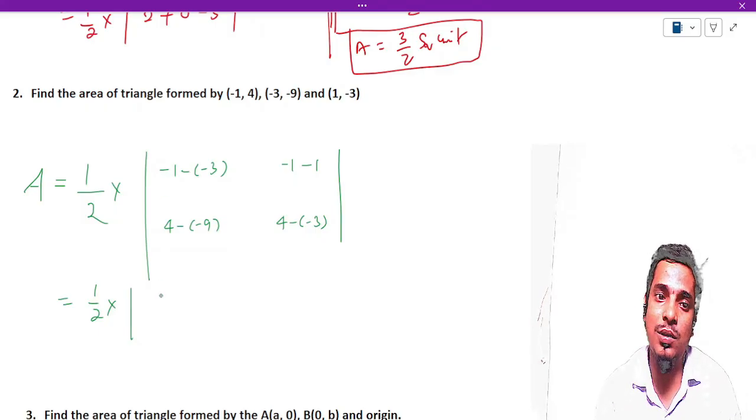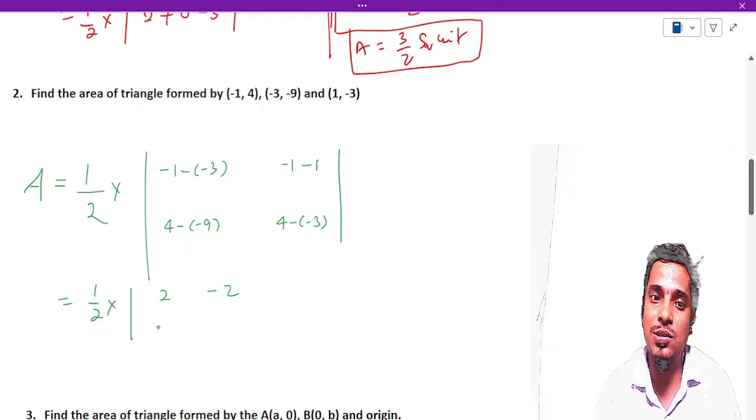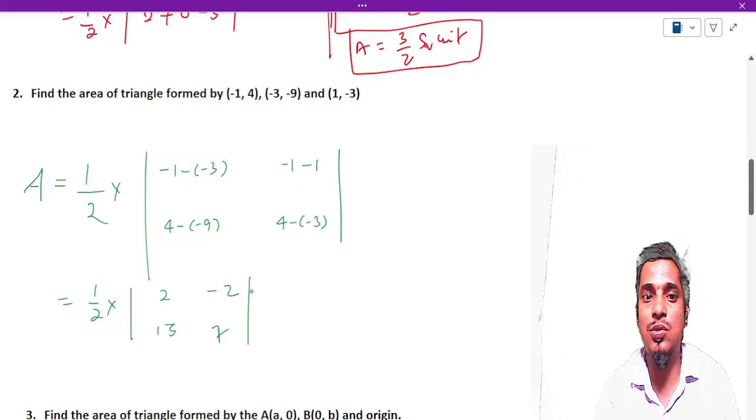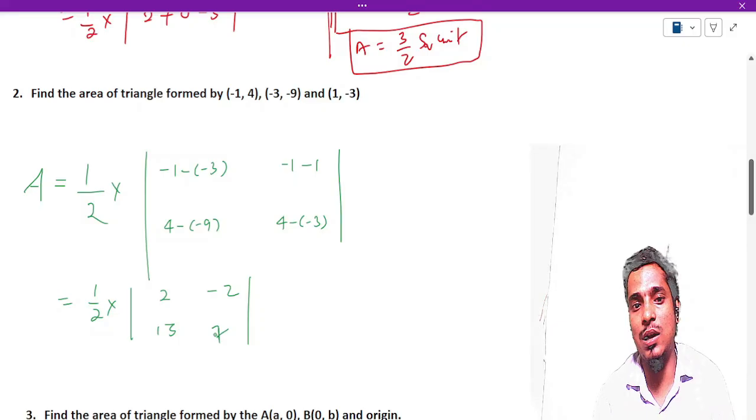So plus 3 minus 1 is plus 2, and this is minus 1 minus 1 is minus 2. This is minus minus plus. So 4 plus 9 is 13. And here minus minus is plus. So 4 plus 3 is 7. So we got these values as 2, minus 2, 13 and 7.